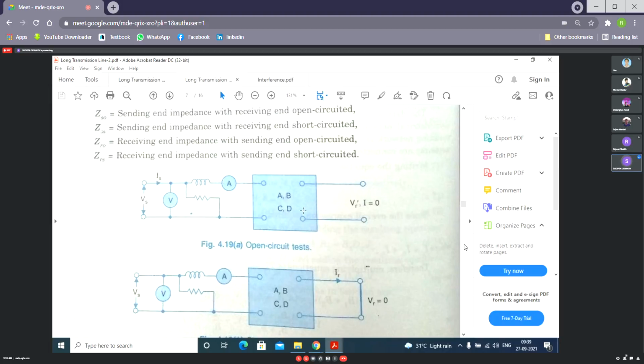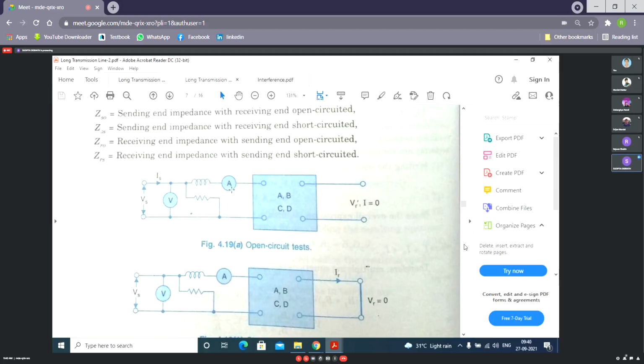So see, what we do first, we provide the source on the sending end side. We always provide the source on the sending end side. And we measure the voltage and current. Also, we connect the wattmeter so that we can find out the angle between the voltage and the current. If we calculate the impedance as V by I, we can get the angle also, because we have to know the angle between V and I.